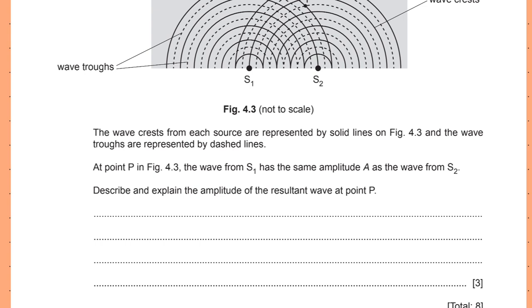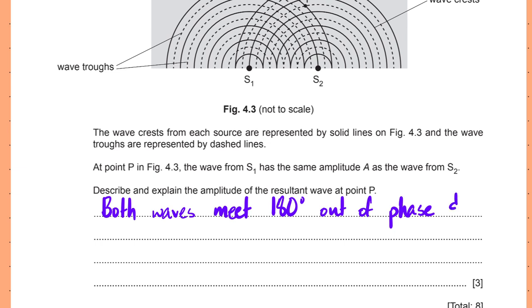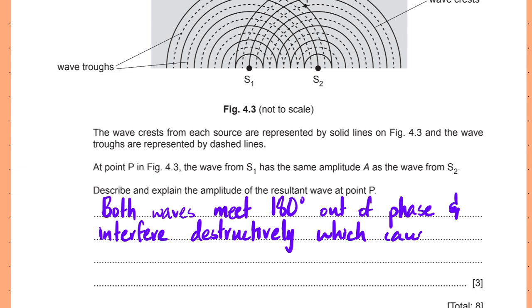I'll say that both waves meet in antiphase, or you can say meet 180 degrees out of phase, and interfere destructively, which causes the amplitude to be 0, right? So both of these cancel each other out.